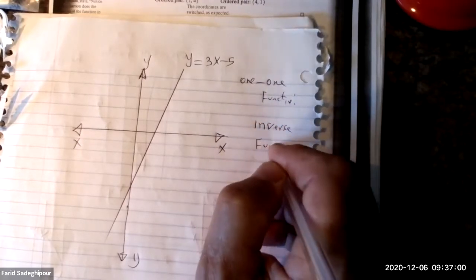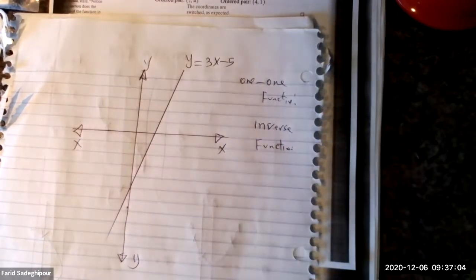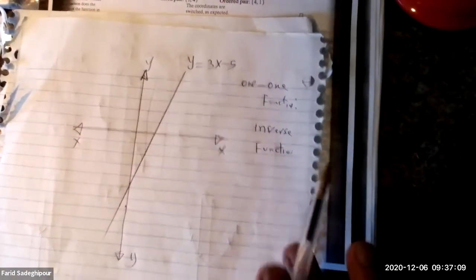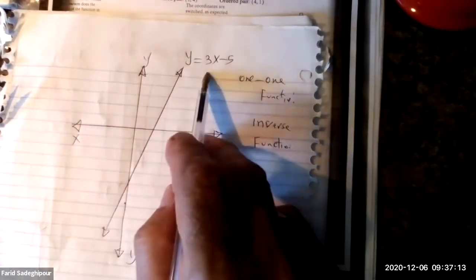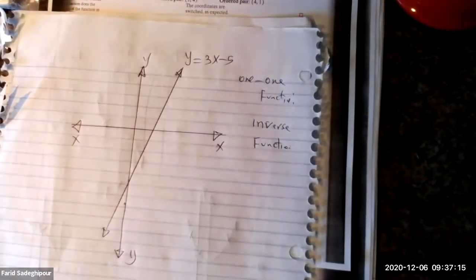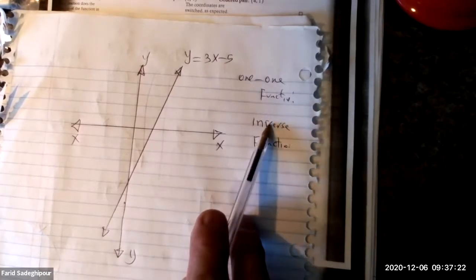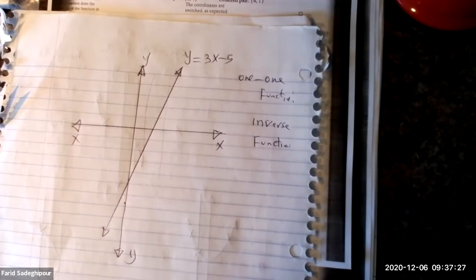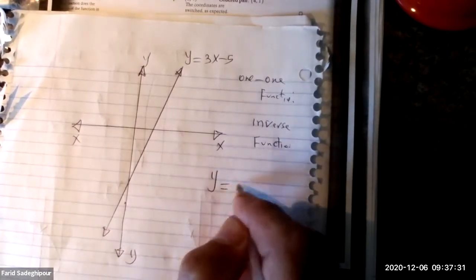Now we want to define the inverse functions. To have an inverse function, first you need to have a one-to-one function. So this line, the equation of this line, is one-to-one. So therefore it does have an inverse function. There are two ways to find the inverse function. One is by algebra. By algebra means you write your function.